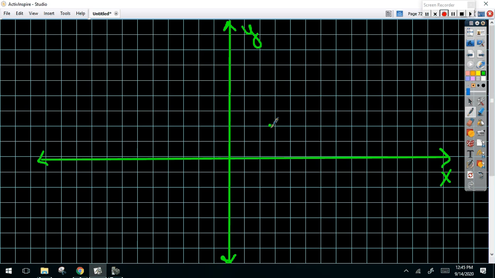All right. 1, 2. 1, 2 means over 1 and up 2, right? Over just 1. Over 1, up. There you go. Now put in parentheses and put the coordinates right there.